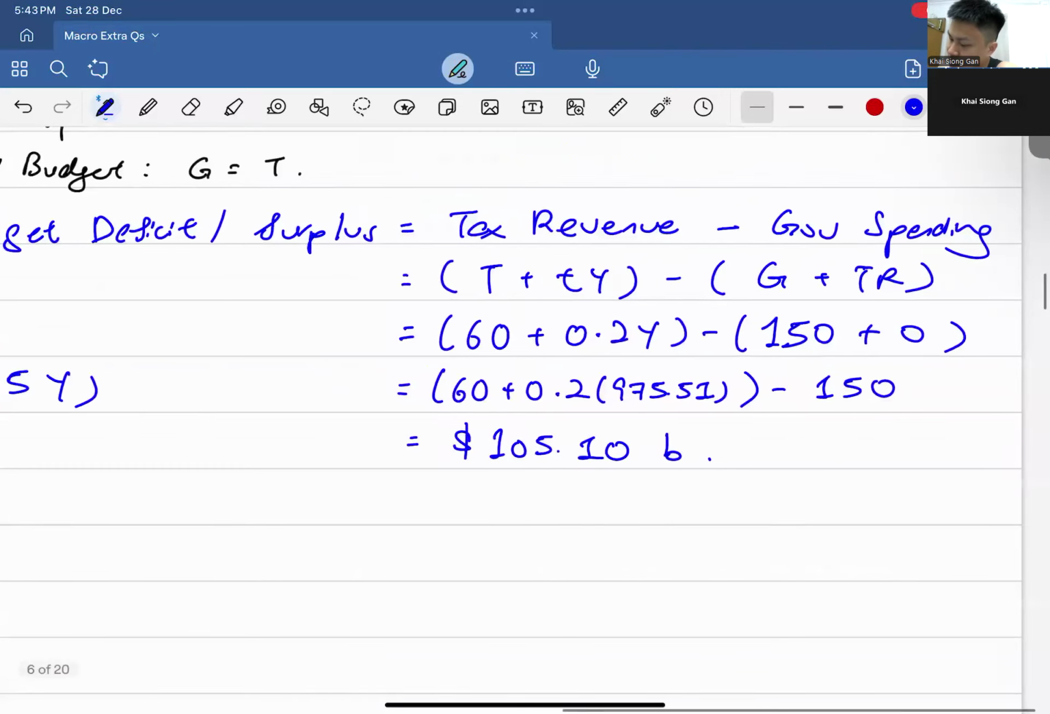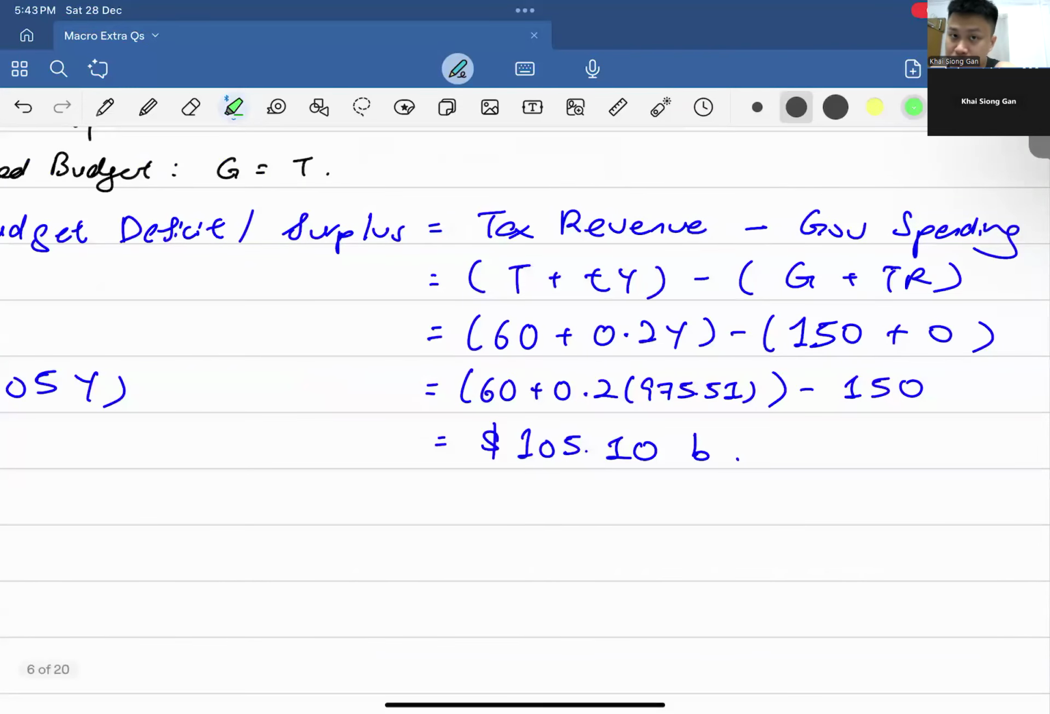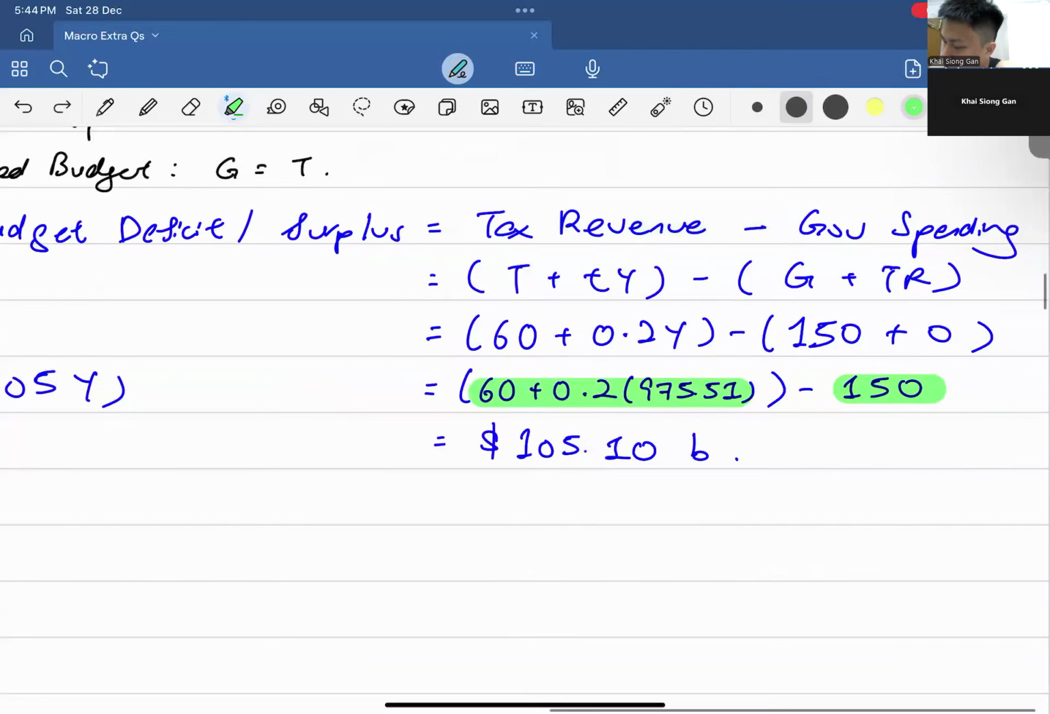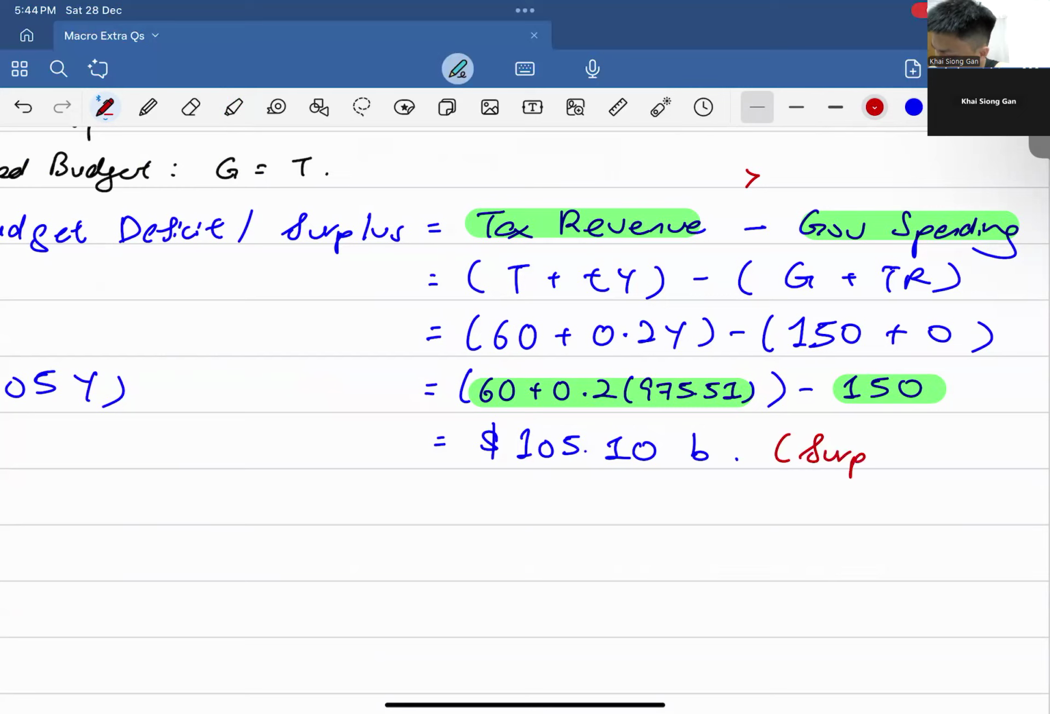So when you want to determine whether it's surplus or deficit, you see tax revenue and government spending. Which one is larger? You compare between these two components. In this scenario, you can see that tax revenue is way larger than government spending, right? That's why you get the positive answer. So therefore, this is what we call a surplus. Surplus of 105.1 billion.